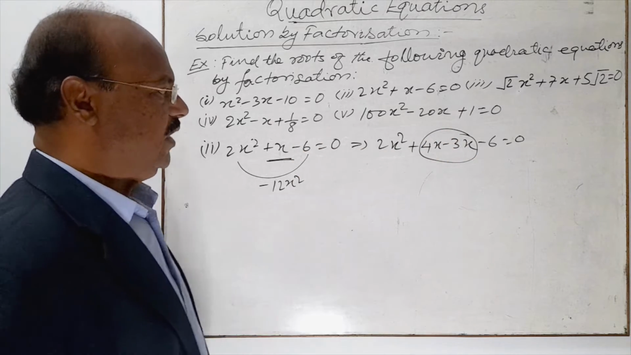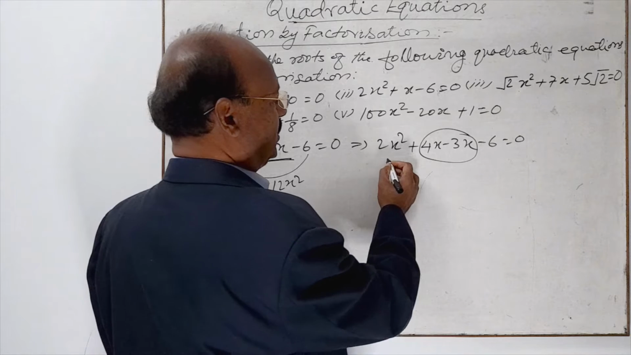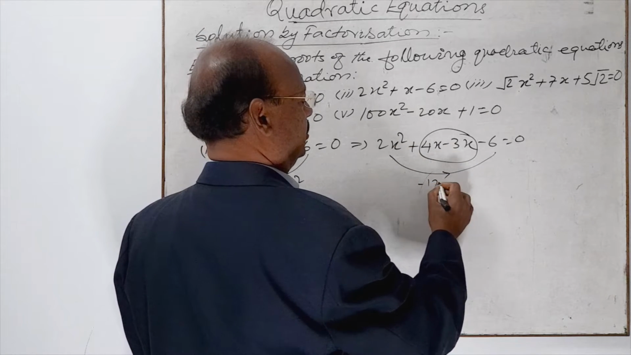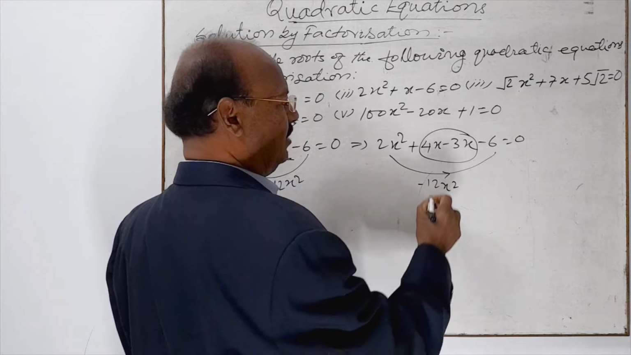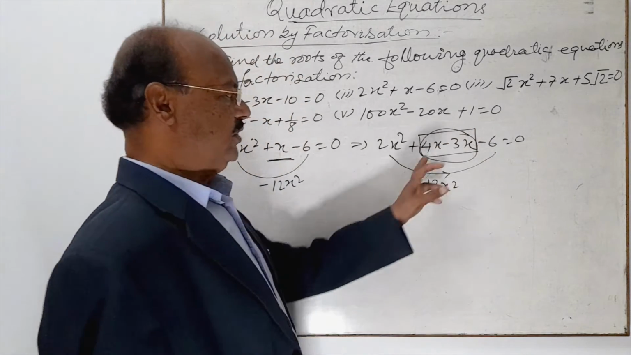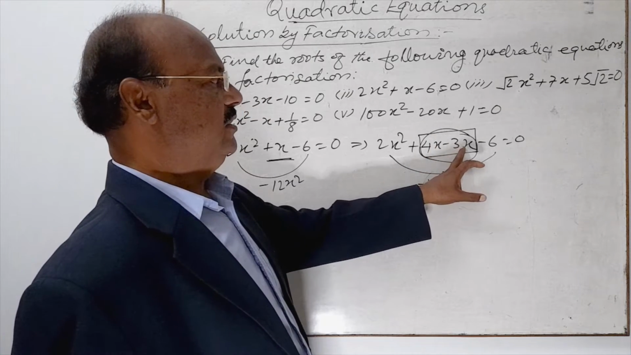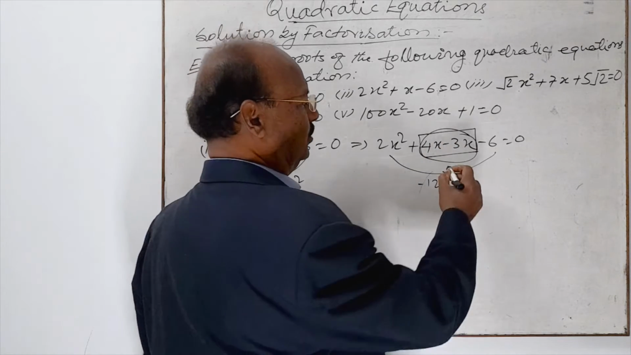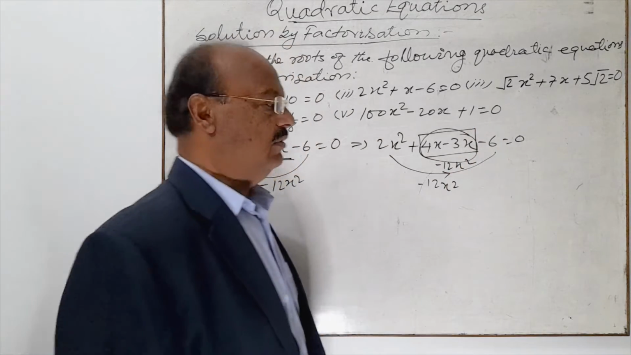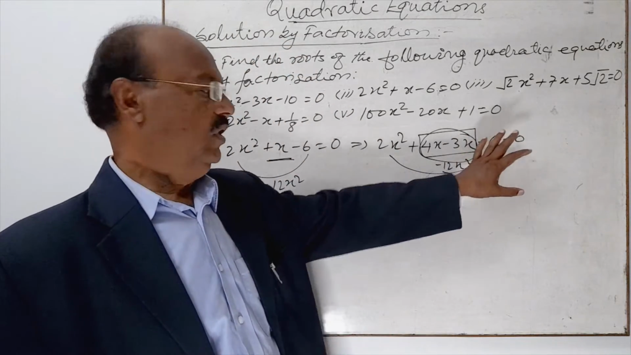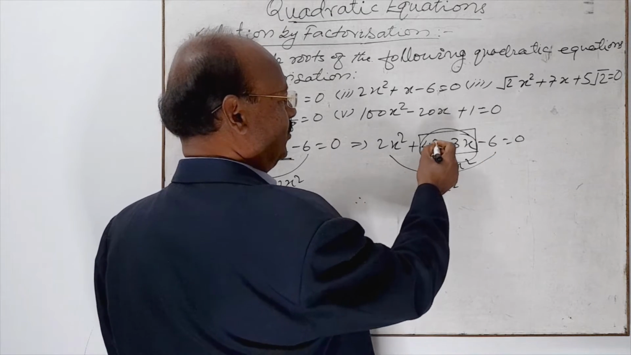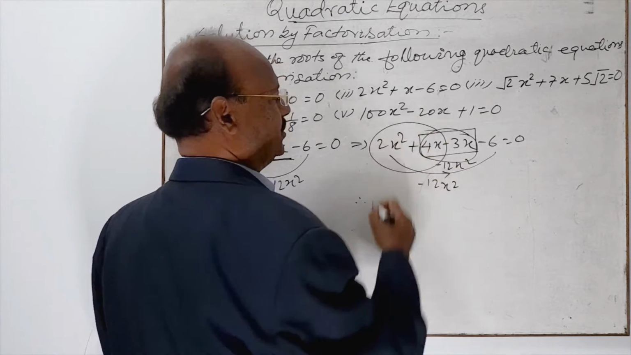And for the second part, you have to check that the product of the first and last term is here minus 12x square. The same you are getting here also. Whenever you multiply these two terms, 4x minus 3x, you will get the same value, minus 12x square. So our step is correct here. Now let us proceed.